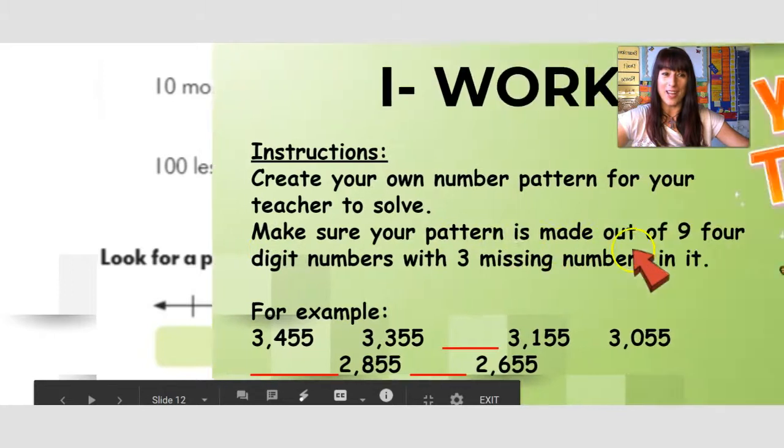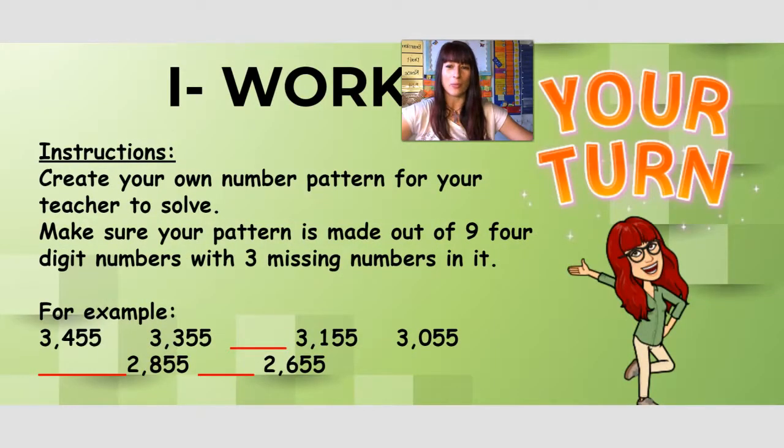Now you know what's coming next. It's your turn to complete your independent work. You need to create your own number pattern for your teacher to solve. Make sure that it's tricky and hard for us to solve. Make sure your pattern is made out of 9 4-digit numbers with 3 missing numbers in it. I have an example down here for you that you can guide yourself with and use that to succeed in your independent work.